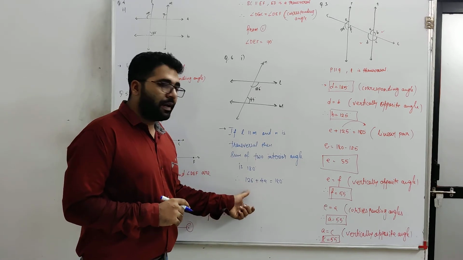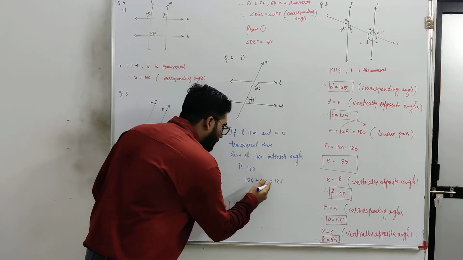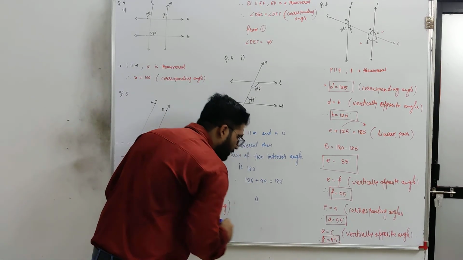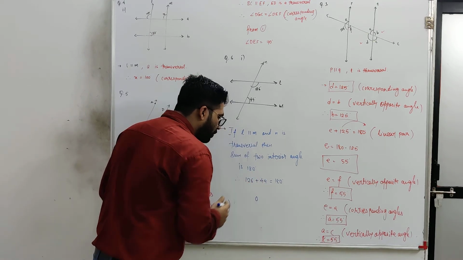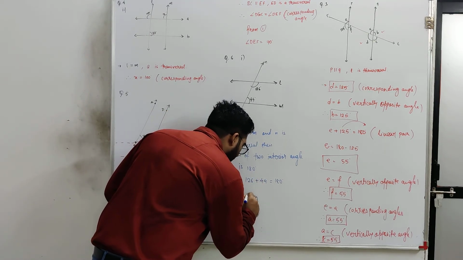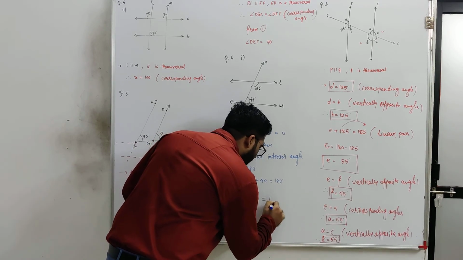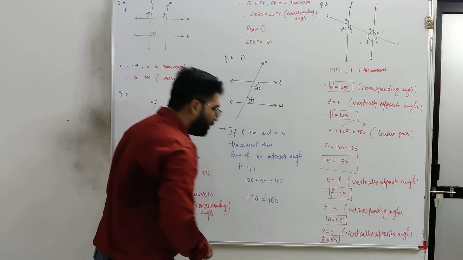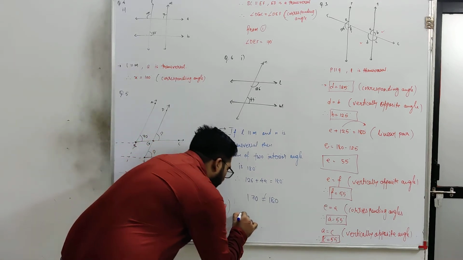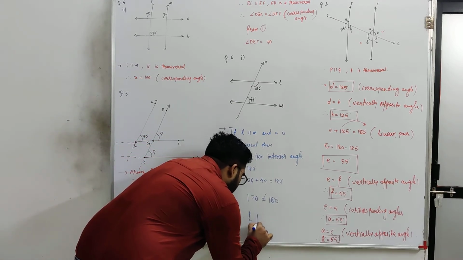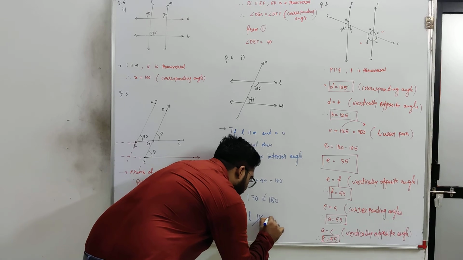Now I solve this left hand side. So I am getting what? 4 plus 6, 10. 4 plus 2, 6 plus 1, 7. I am getting 170 is equal to 180. And as you know, 170 is never equal to 180. Therefore, L is not parallel to M.